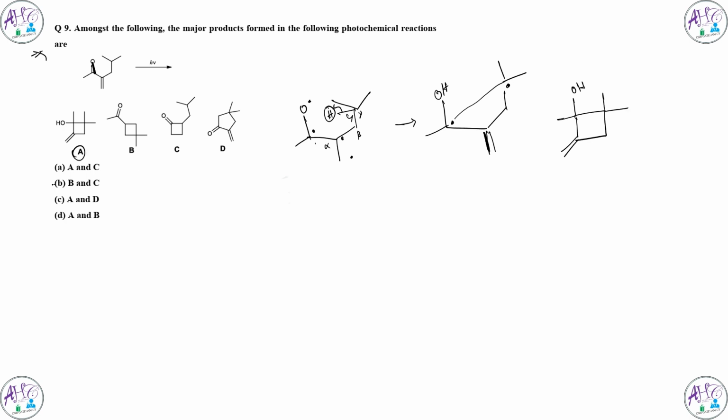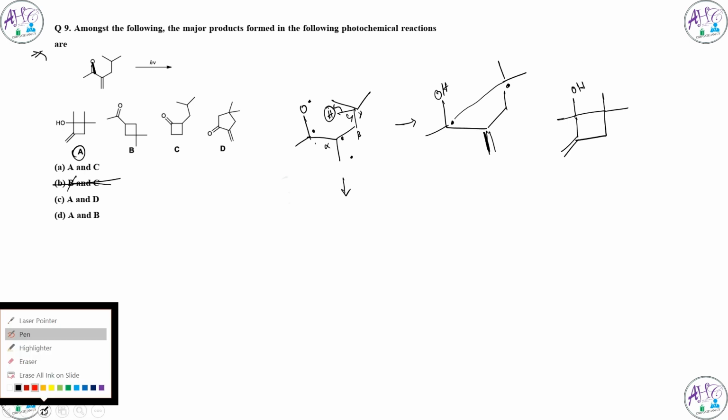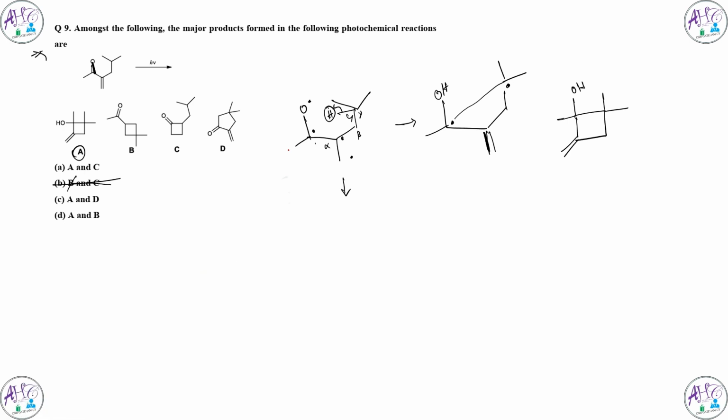As for option B, since B and C are the same, this cannot be the answer. So one product is confirmed. Now let's see what other possibilities there are. Now you have the rest of the radicals. If you see here, what we can do now is, rather than cleaving this hydrogen, if you form a double bond here, this is going to form a radical here, correct?